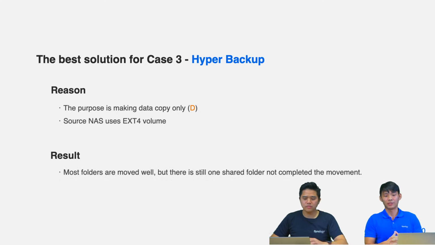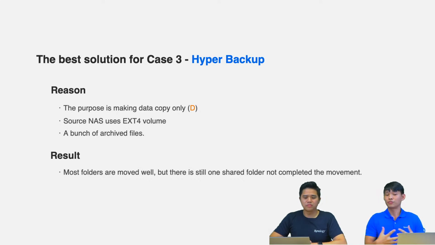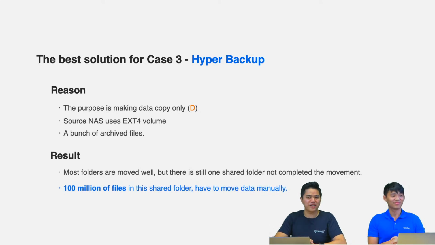But unfortunately, still one shared folder was not complete. So what happened? What's going on? Another clue: a bunch of archive files. After checking this folder further, we noticed there are 100 million files and 10 million subfolders inside this shared folder. 100 millions? That's why you put the question mark earlier. 100 millions of files and 10 millions of subfolders.